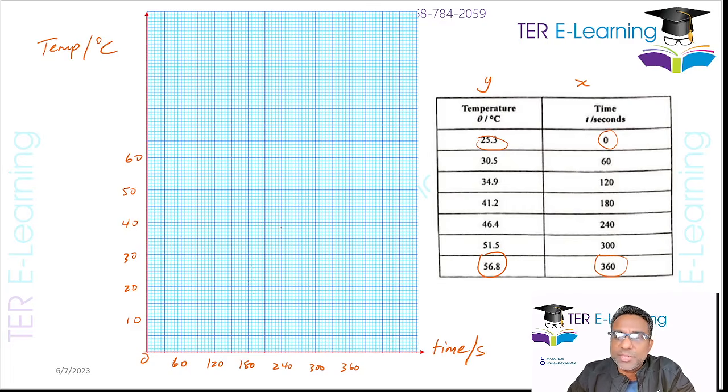Now to plot the points, the first one is 0 against 25.3. So 25.3 is probably somewhere here, right? So that's the first point. The next one is 60 against 30.5. 60 against 30.5 is somewhere here. Right, next one is 120 against 34.9. 34.9 is probably around here. Next one is 180 against 41.2. 41.2 is somewhere here. Right, next one is 240 against 46.4.